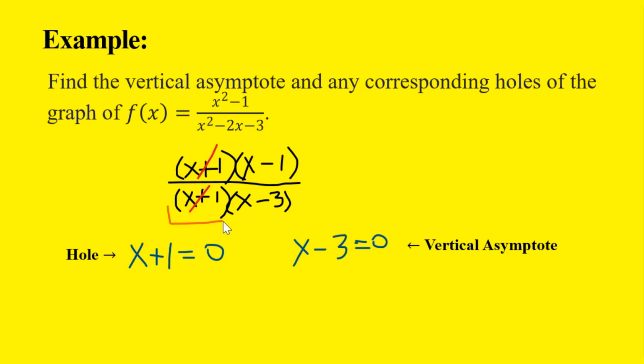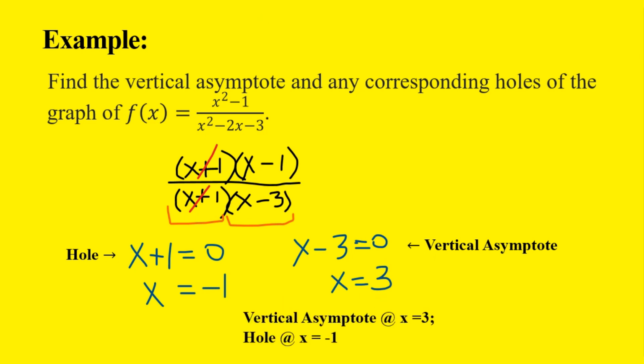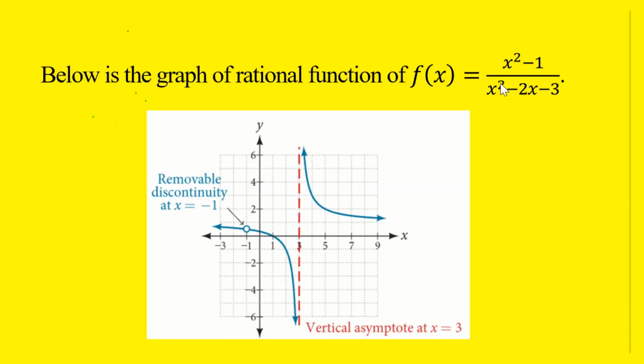So if we set those two factors in our denominator equal to 0 separately, remember that canceled factor corresponds to where the hole exists, and then the other factor that remains is going to identify our vertical asymptote. So now let's solve for x for both of them. So we say we have a hole at negative 1 and a vertical asymptote at positive 3. So we can state it this way. The vertical asymptote occurs at x equal 3, and then the hole in the graph exists at x equal negative 1.